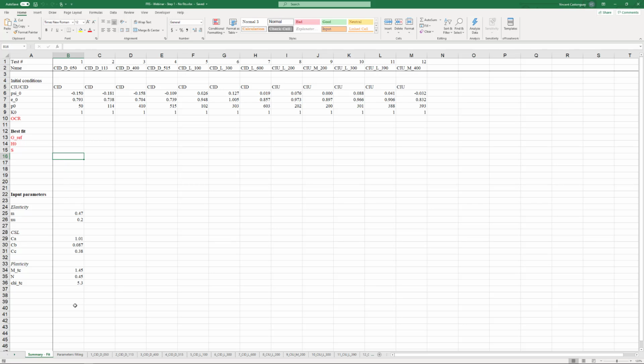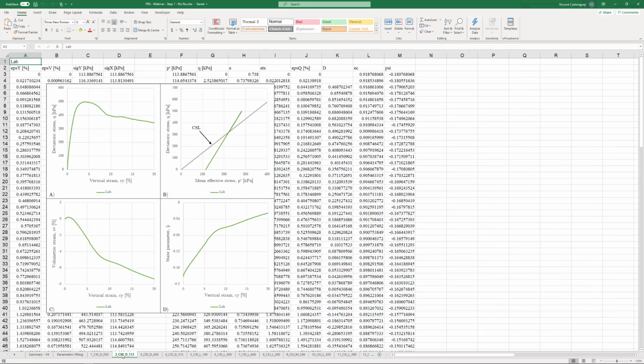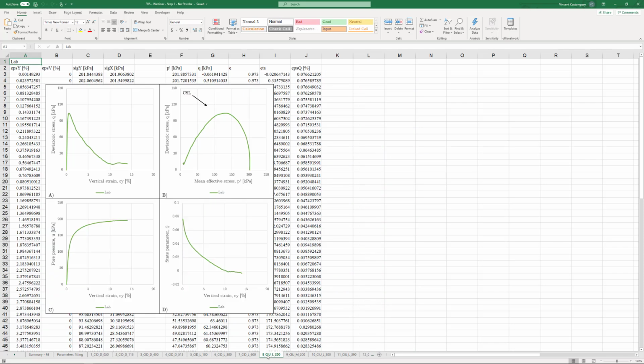In this other sheet are the various plots that help me fit the NorSand parameters that were already discussed earlier. You will recognize some of these plots. Finally, all the other sheets contain the laboratory test data. Each sheet corresponds to one single test, where a few plots help me visualize each test. For a drained test, I like to view the stress point plot, the stress path plot, the volumetric deformations, and the state parameter evolution. For an undrained test, instead of the volumetric deformations, I plot the pore water pressure.